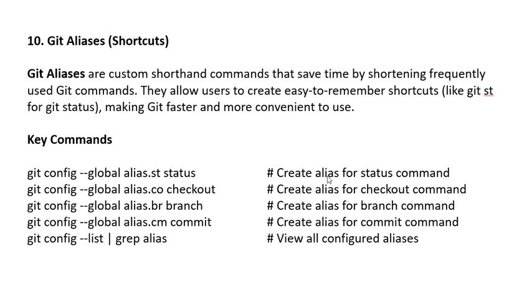The key commands are: git config --global alias.st status, which creates the alias for the status command; git config --global alias.co checkout, which creates an alias for the checkout command; git config --global alias.br branch, which creates the alias for the branch command; git config --global alias.cm commit, which creates an alias for the commit command; and git config --list | grep alias, to view all the configured aliases.